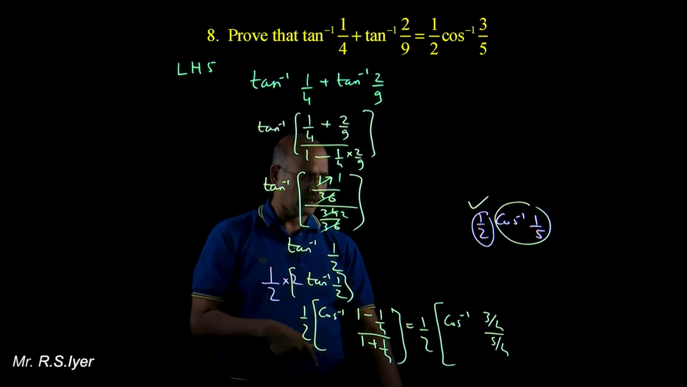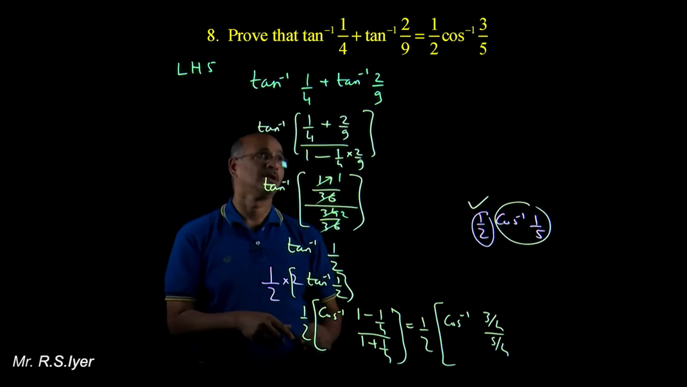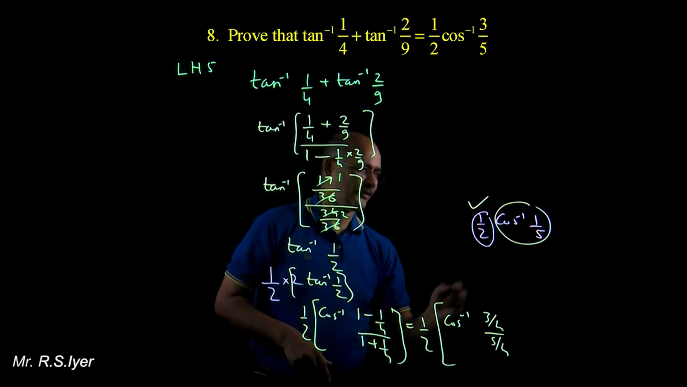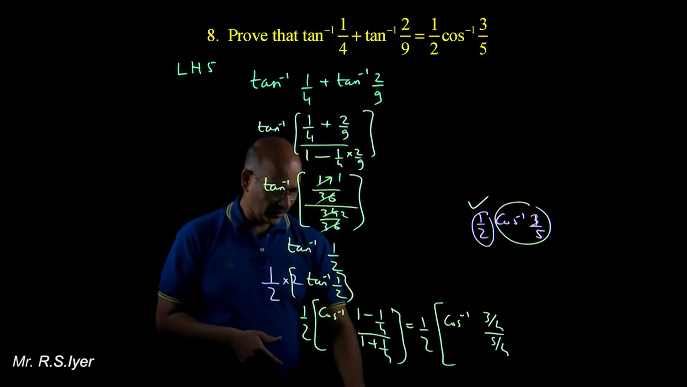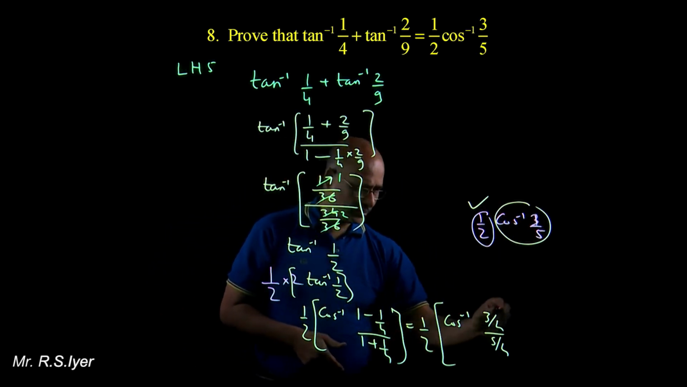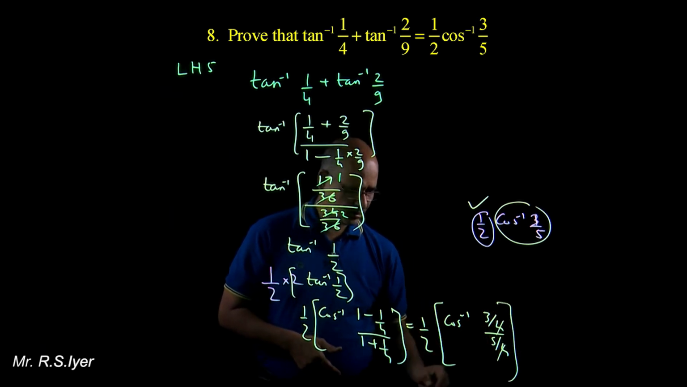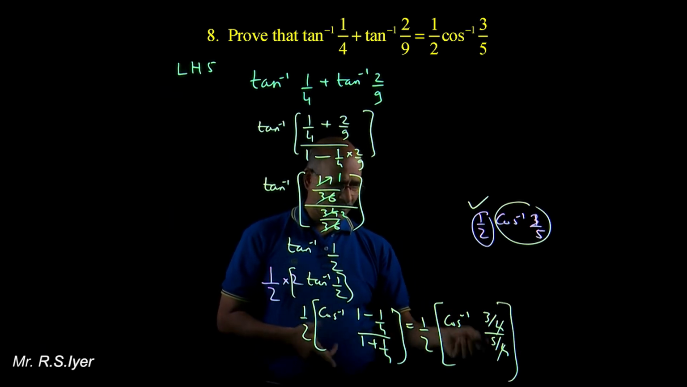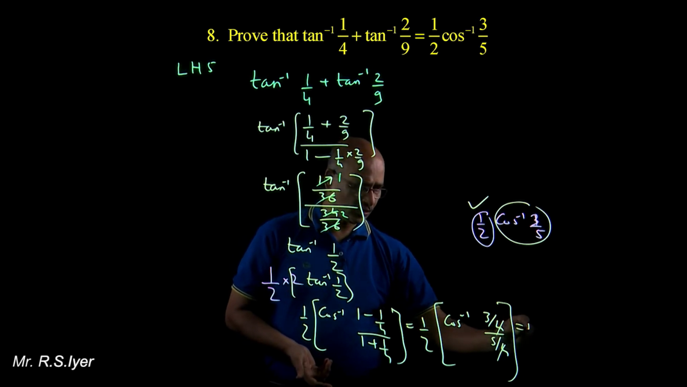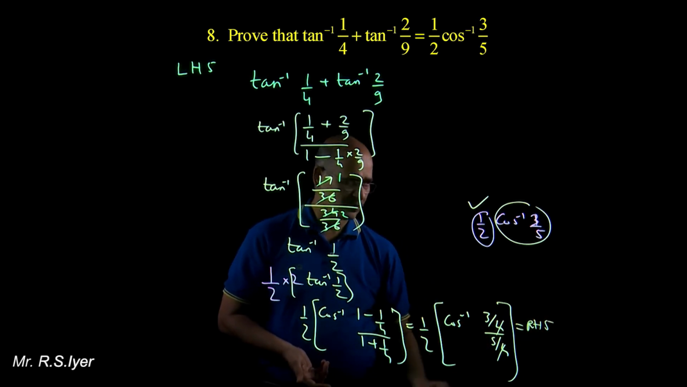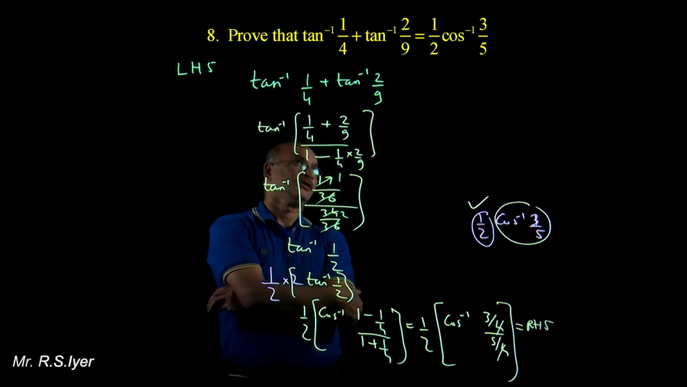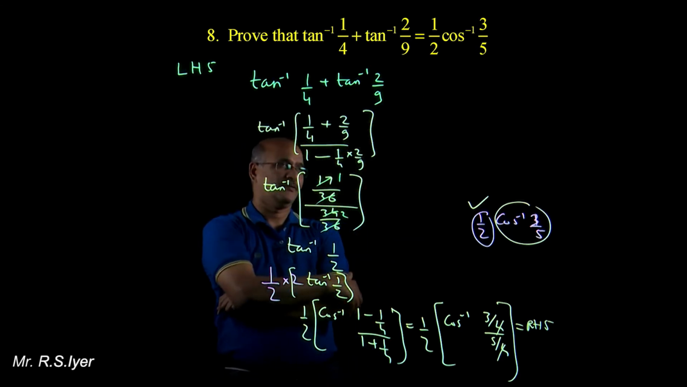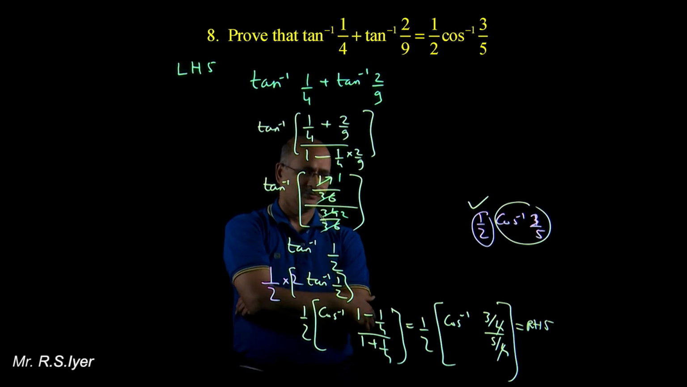So basically they are not asking us to prove, I think, look at the question, oh it is 3 by 5, sorry, it is 3 by 5. So finally what happens now in this case? Look at this pattern, this 4 gets cancelled, so half cos inverse 3 by 5, which is equal to RHS. So I hope you got this point clear. So just overlooking there, it is 3 by 5 and not 1 by 5.